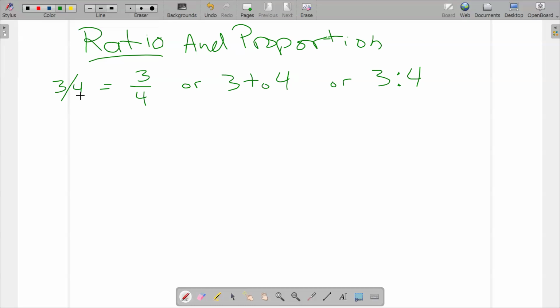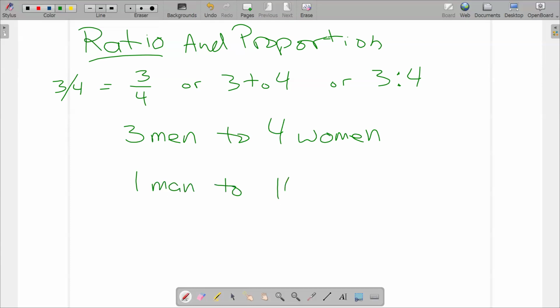And sometimes we just really mean it as a fraction, but sometimes we're comparing two different things. For example, it could be something like a group, and in the group there are 3 men to 4 women. Or in the math for elementary school teacher class, it's usually something like 1 man to every 10 or more women. So typically when we're looking at a fraction as a ratio, we're comparing two different things.